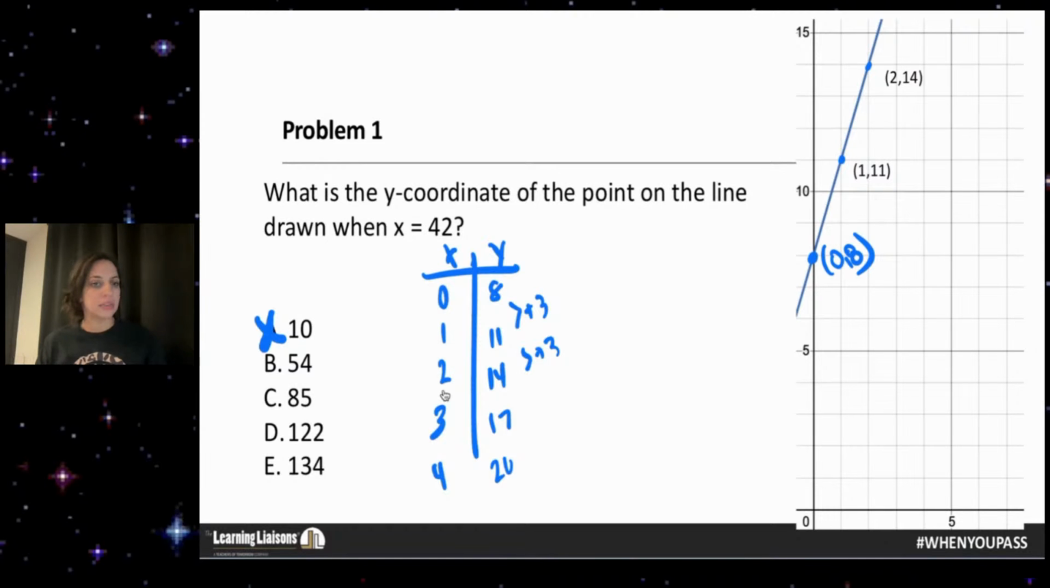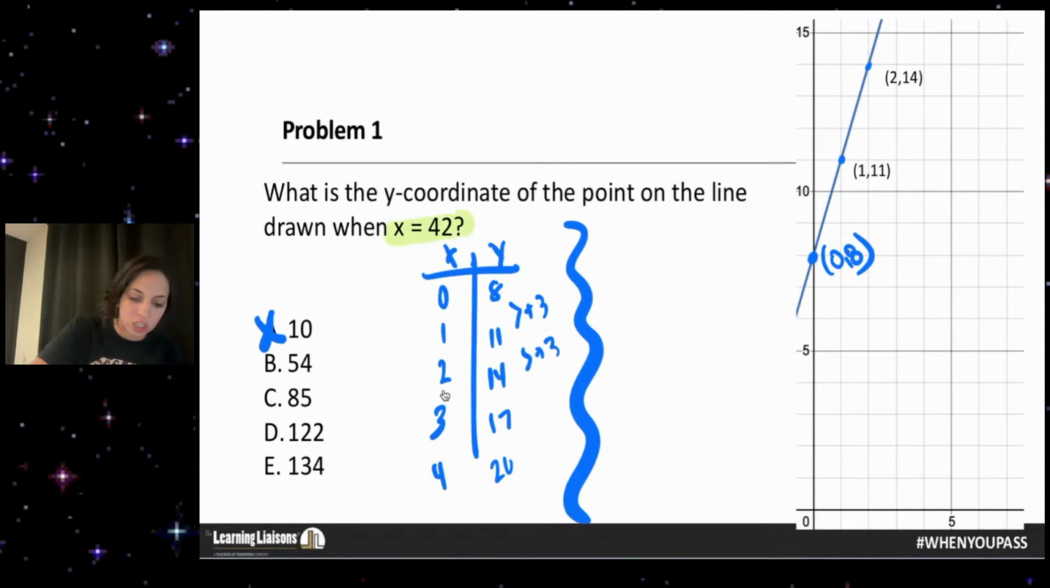Would it take a while? Yes. Impossible? No. If you have the time, could you do it? Yes. Could you get the right answer? Absolutely. But that process can take quite a bit of time when you don't have that much time. And so the algebraic way to do it would be to create the equation for this line and then plug in x equals 42 to spit out the y. Input, output. If you put something in, you're going to get something out.